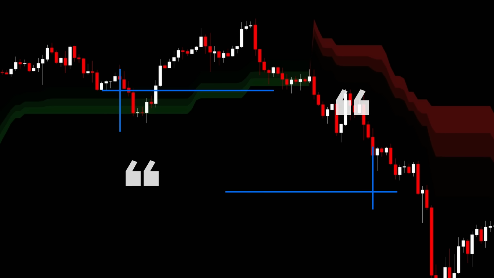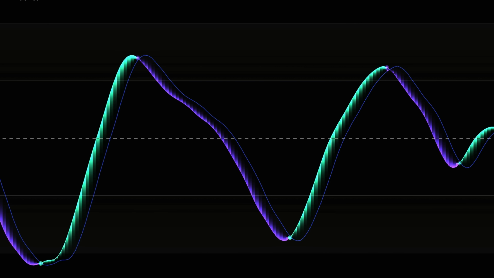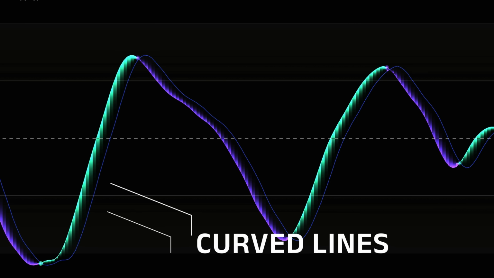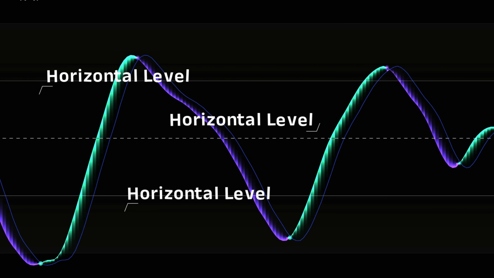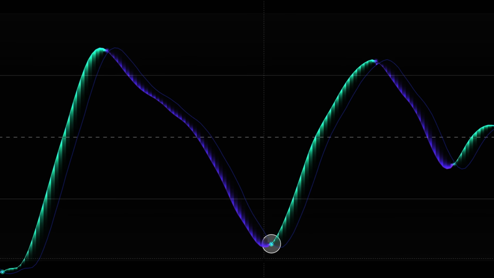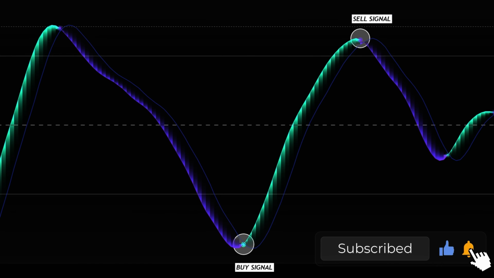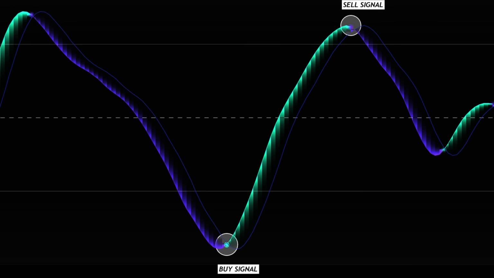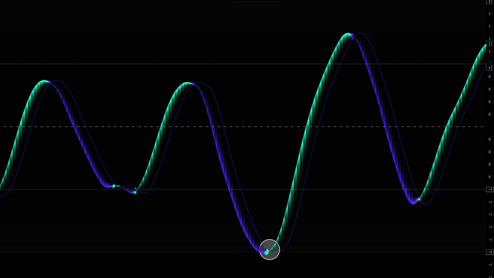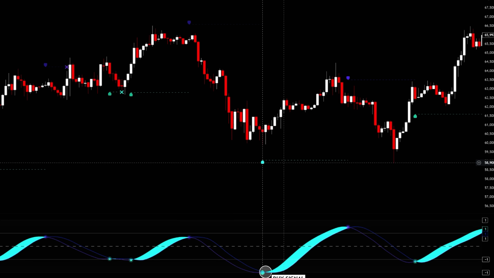Now shift your attention below the price chart. You'll see an oscillator. It has two curved colored lines and horizontal levels. When those two lines cross, buy and sell signals are generated. Those same signals are also drawn directly on the price chart so you can see them clearly.